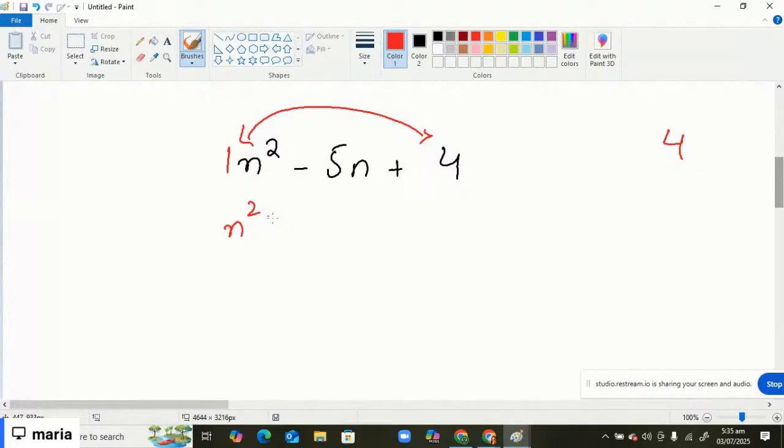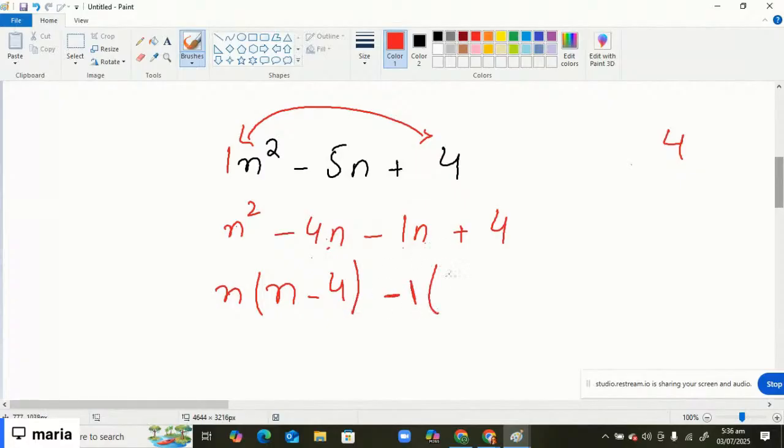So I'm going to take the factors: n square minus 4n minus 1n plus 4. Look here: 4 multiplied with 1 gives 4, but when you add minus 4 and minus 1, it is minus 5n. Now take common on the first two terms, which is n. n is common, so only n minus 4 is left. Here minus 1 is common, and the minus sign changes plus into negative, so n minus 4 as it is.